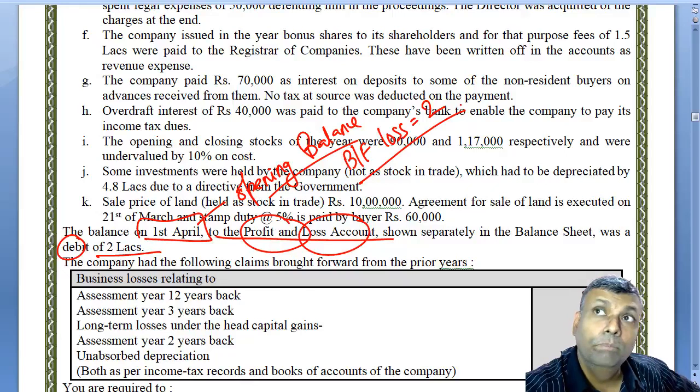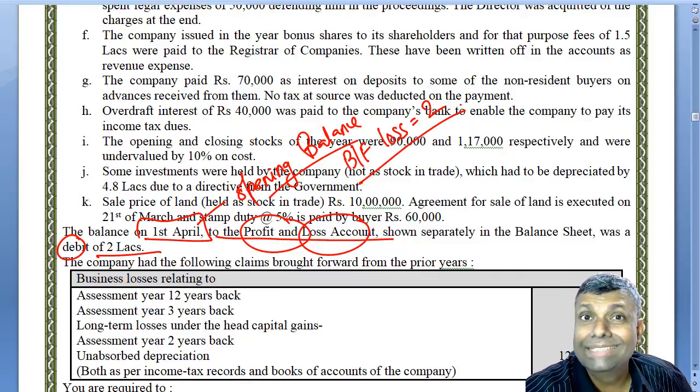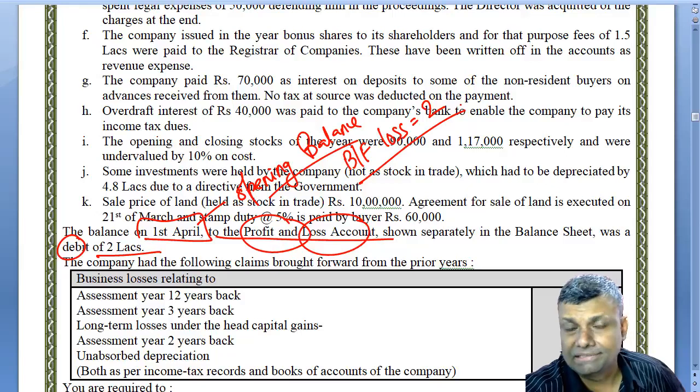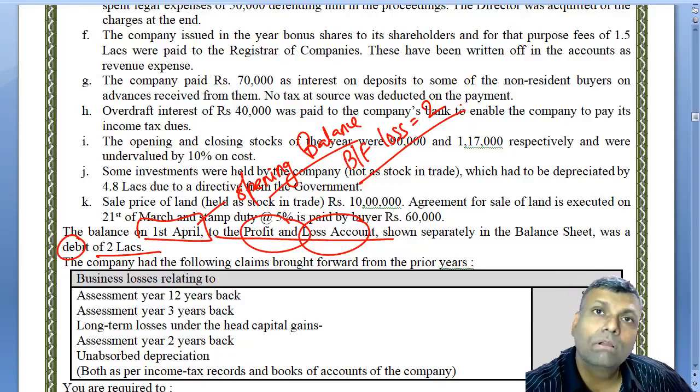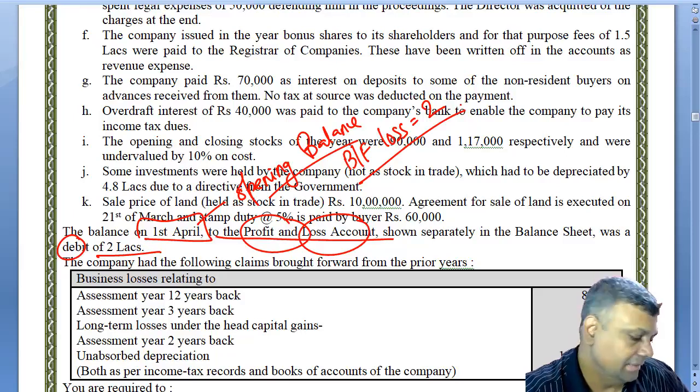So that brings me to the adjustment of carry forward and set off of the book losses, where the concept of the MAT is loss or depreciation, whichever is less. Okay. So I am going to get confused now.